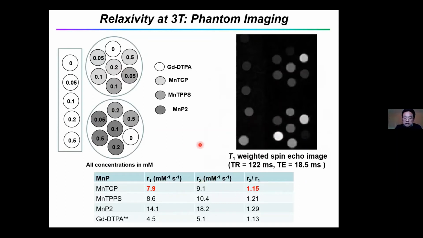And we also measured the T2s based on the imaging analysis. As you can see, the R2 to R1 ratios for manganese porphyrin are quite close to gadolinium. Here, for MnTCP it is about 1.15, and for the MnP2, the larger diameter one, about 1.3. For those of you not that familiar with this, R2 is the so-called T2 relaxation, which often leads to darkness of the signal. So the larger the value is, often the more compromised the signal intensity. So we want to have minimized R2 to R1 ratios. So this ratio for manganese porphyrin is actually quite ideal or acceptable.